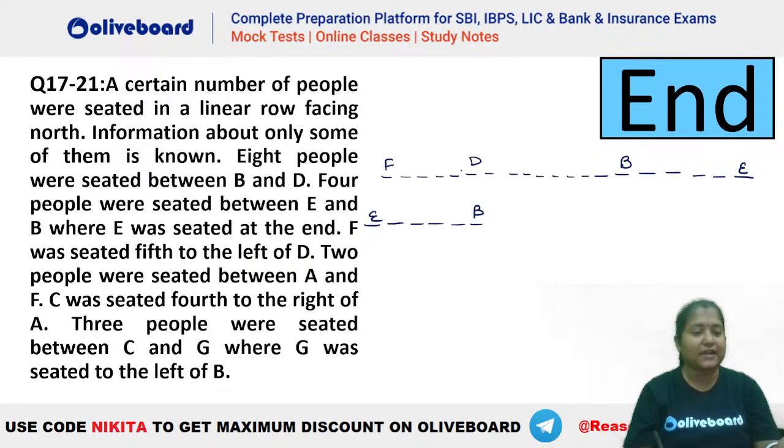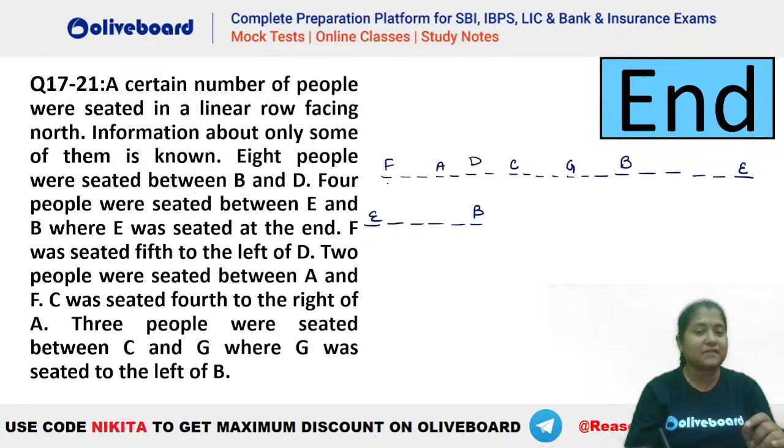C is 4 to the right of A. Okay, so let's say if we take your A here. So C is 4 to the right of A. 1, 2, 3, 4. This will be your C. 3 people seated between C and G, where G was seated to the left of B. You can see 1, 2, 3. This will be your G here, right? Now this is the case that you are getting.